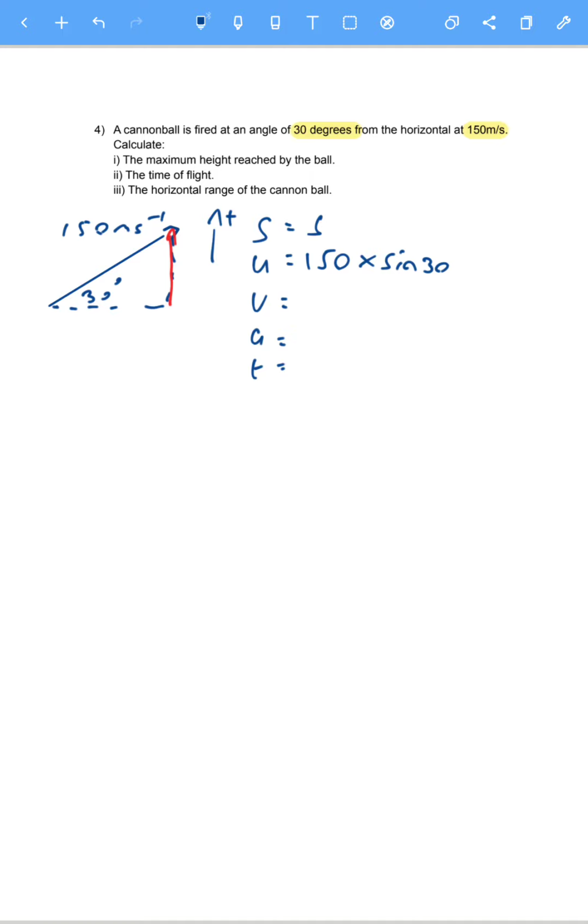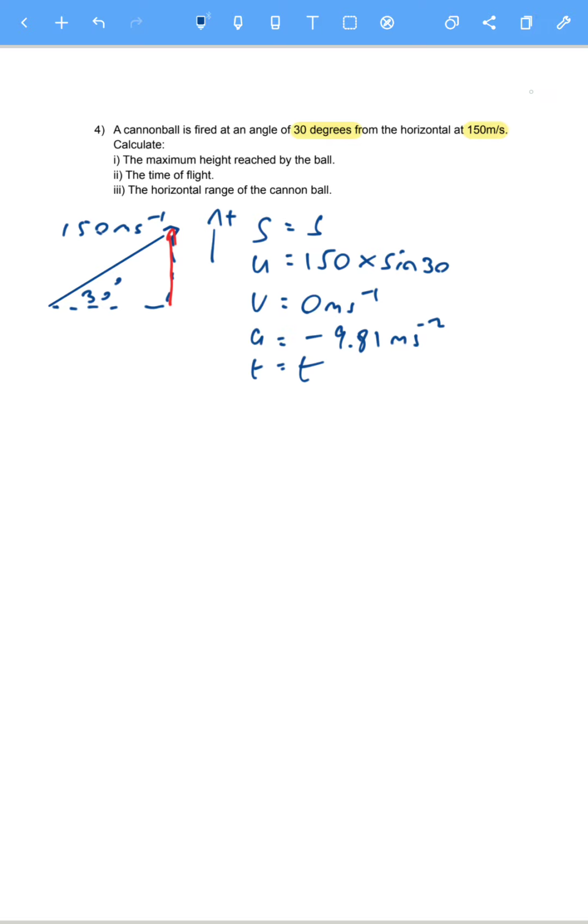The final velocity is the velocity once the ball's at its maximum height. So the vertical velocity at its maximum height would obviously be 0. The acceleration due to gravity is acting downwards. So that's minus 9.81 meters per second squared. And then the time, we're going to find the time anyway, so we'll just leave that there. So anyway, first of all, let's find S.